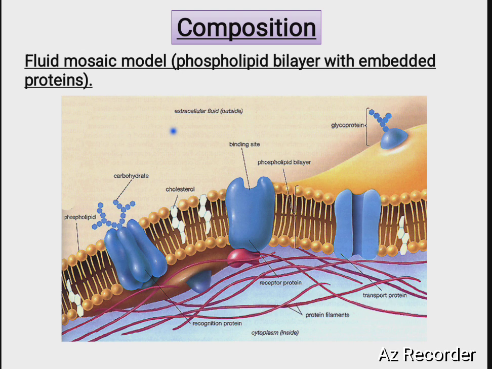First one, the composition. So the fluid mosaic model of the cell membrane, what is it having? The plasma membrane is not just a layer of fat. It is a fluid mosaic made up of lipids, proteins and even carbohydrates. Among these, proteins play a very important role. They make up nearly half of the membrane's mass and are responsible for most of its functions.